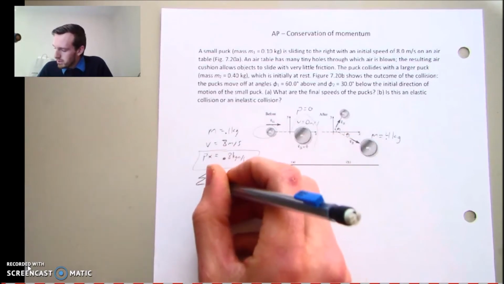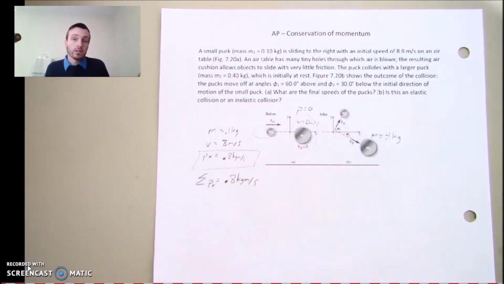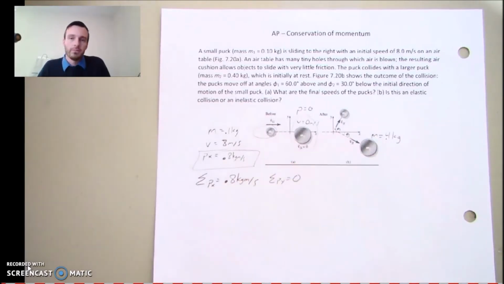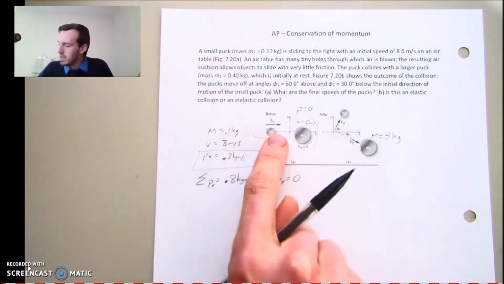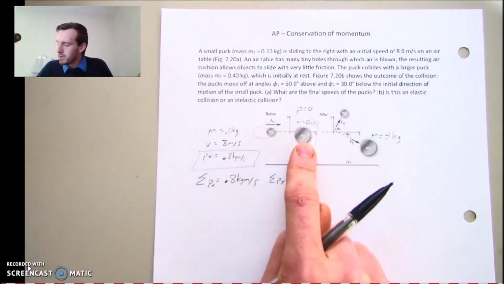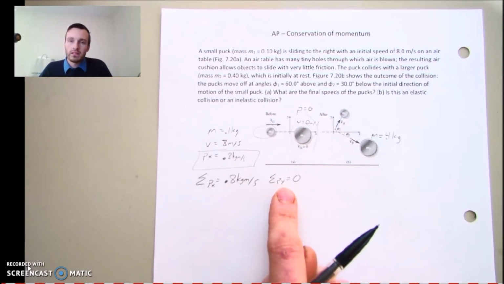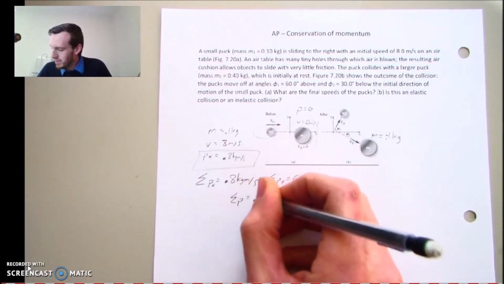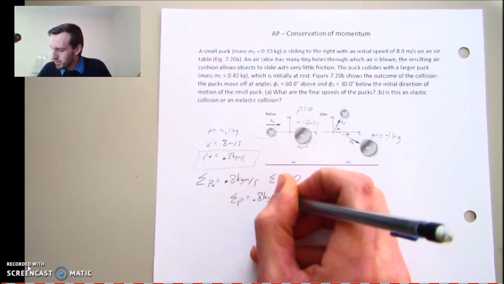Initially, I should say the total momentum in the x direction, but it also turns out to be the total momentum overall, because before the collision, there is no momentum in the y direction. The reason we can say that with certainty is that this puck is only moving horizontally, and this puck is not moving at all. So there's no vertical momentum at the beginning of the problem. So we can say the total momentum really is 0.8 kilogram meters per second.